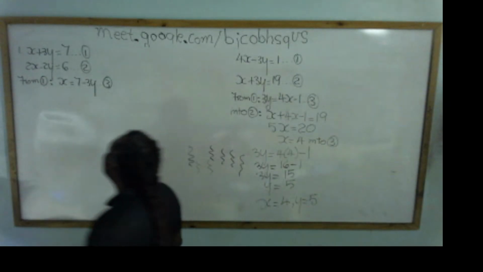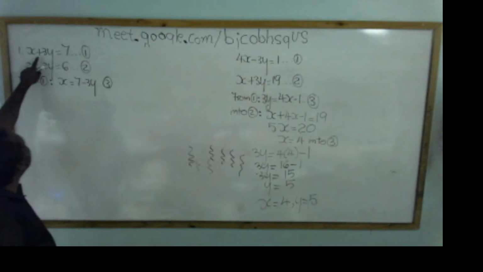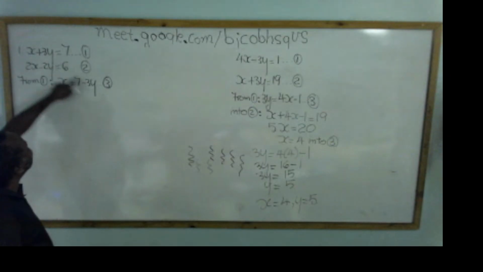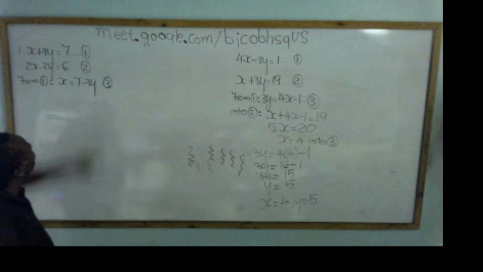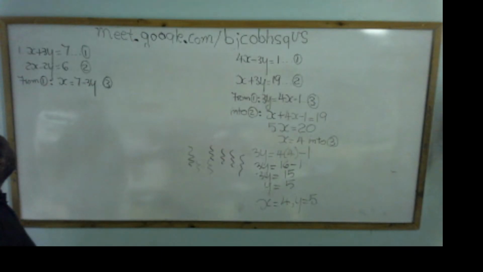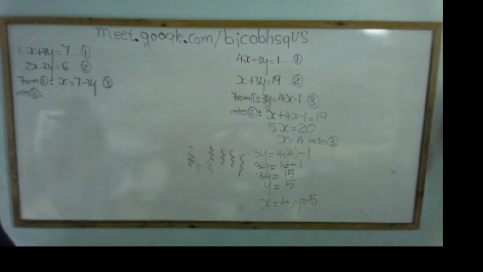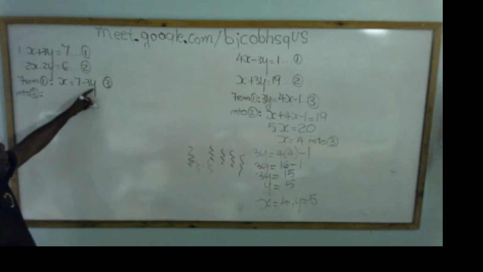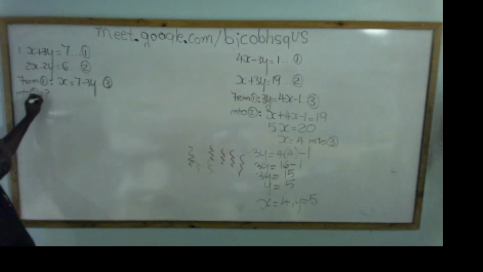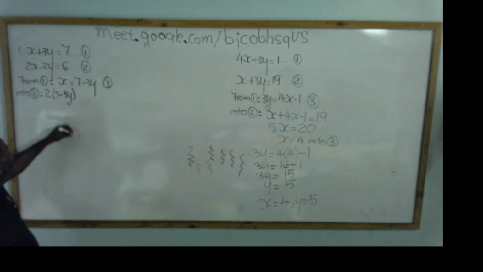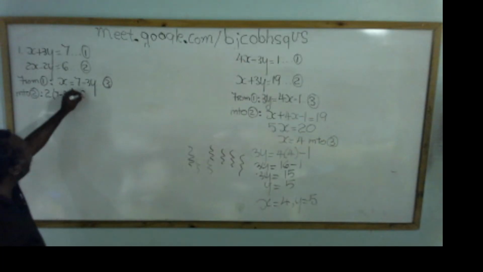So from equation 1, x is equal to 7 minus 3y. We will eliminate this positive 3y by subtraction, and that will be your equation 3, your substitution equation. If we take from 1, we are going to put into equation 2. And where we see x, we put 7 minus 3y. So 2 times 7 minus 3y, then we minus 2y, and that is equal to 6.